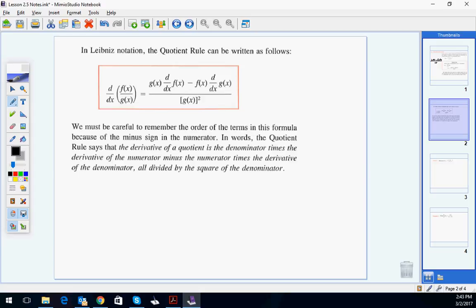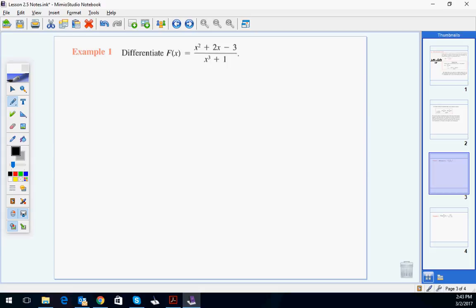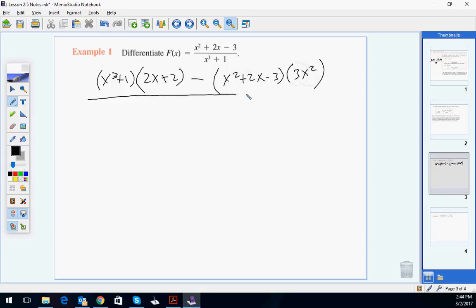All right, let's do the first example here. So here we go. Low, d high, minus high, d low, all over low squared. That's your setup. Now we go to work.